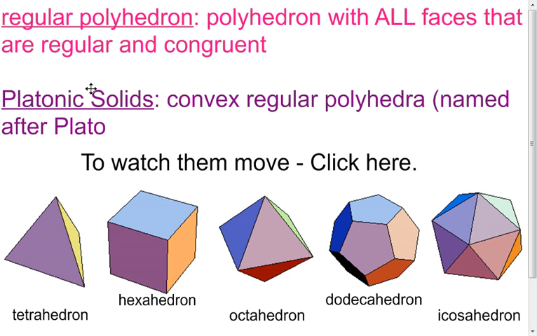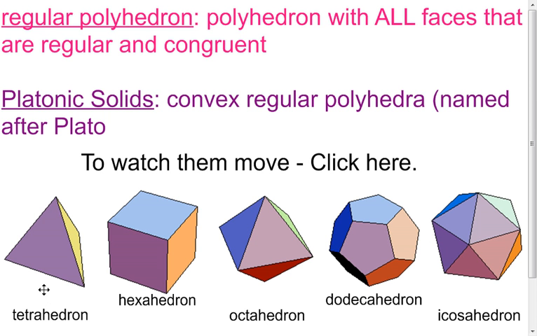And then there's a special set of those regular polyhedra called the Platonic solids, and they're named that because Plato was the one who discovered them. But all of these are convex, meaning it's not caved in anywhere. Everything's coming out. And the 5 are right here, and I want you to know their names.